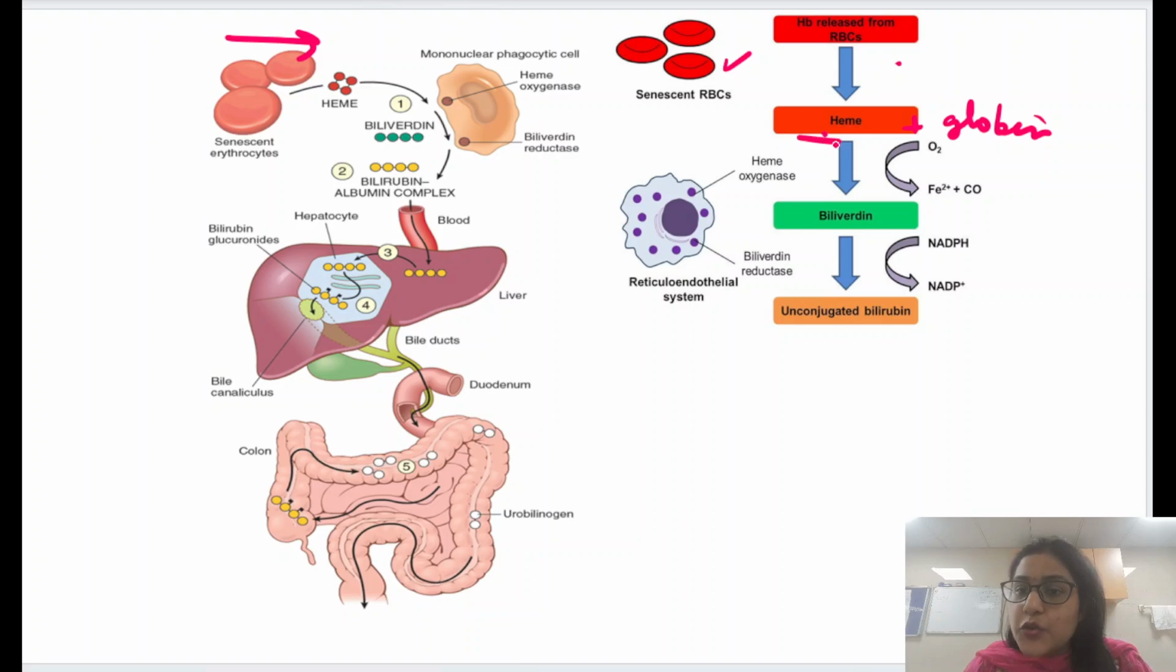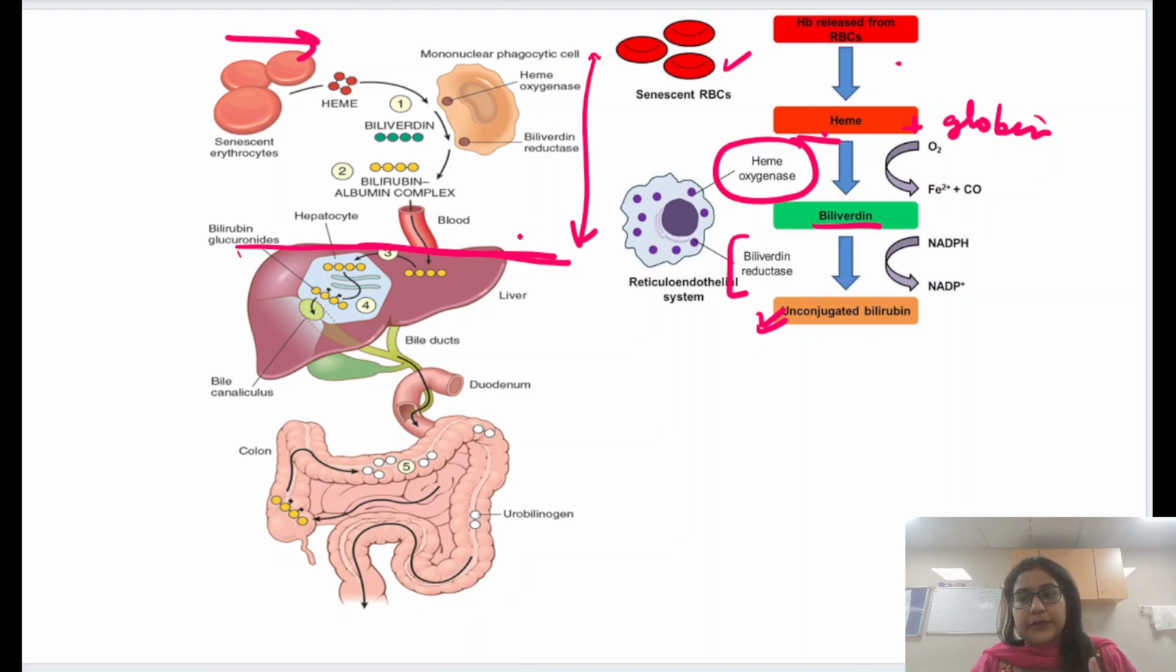So this heme is going to first get oxidized by heme oxygenase to form biliverdin, and when it is exposed to light in the presence of biliverdin reductase, it is going to get converted into unconjugated bilirubin. So this is the story so far with unconjugated bilirubin, where your liver is not involved and something is happening before the liver.